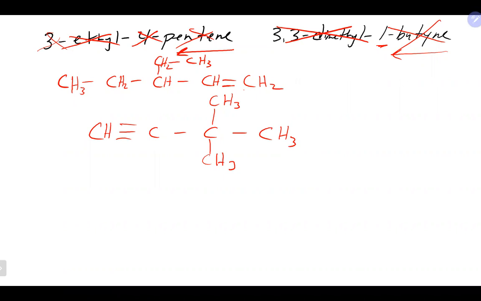So again, it works the same way as doing the other one. Just do the base skeleton, put your double bond or triple bond in, and then obviously all the other groups. Any questions on those?